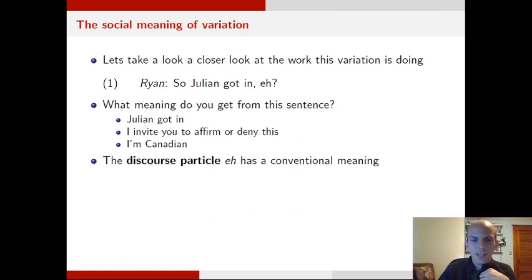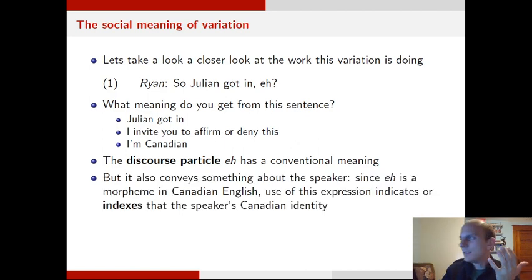But hopefully you picked up on this discourse particle "eh", right? And what it's doing here. It has this conventional meaning that it's asking a question, seeking affirmation or denial, but it also is telling us something about the speaker, right? It's not about the propositional content. That's not the meaning that we're taking from that. We're taking something away about the speaker themselves. And in this case, the fact that they may be Canadian.